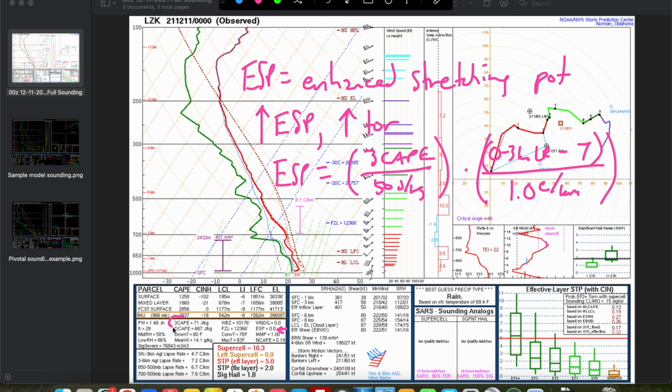Again, I like to rely on that 0 to 3 kilometer CAPE and surface vorticity combo more than this enhanced stretching potential combo. And this becomes more of a factor in landspout, non-mesocyclone tornado type setups. But again, I like to favor that 0 to 3 kilometer CAPE and surface low-level vorticity combo when diagnosing the enhanced potential for tornadogenesis in any supercell in a given environment.